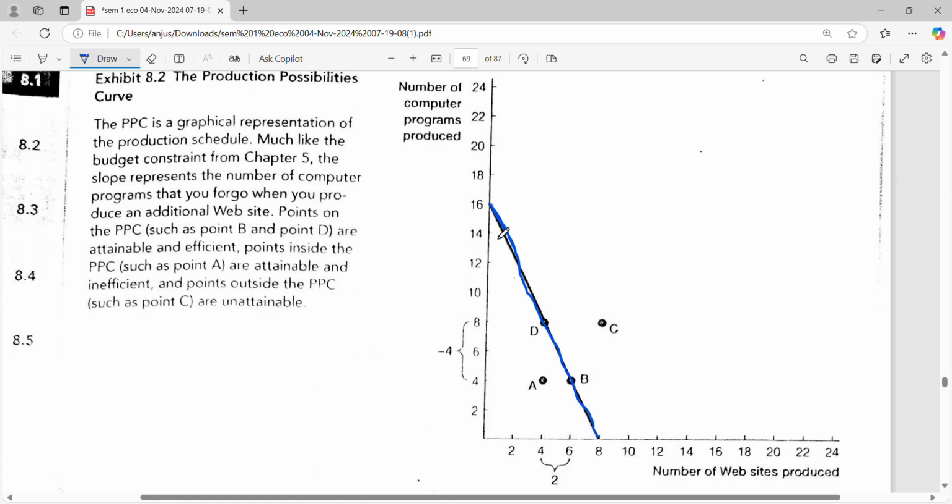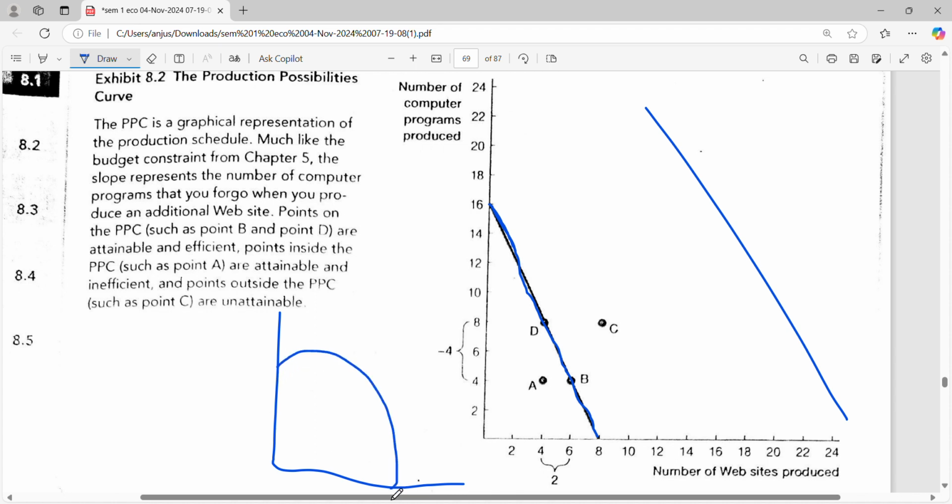showing this to you. So here you can see the production possibility curve is a straight line, because the opportunity cost is constant. Okay. Again, if the opportunity cost is not constant, if it is increasing or decreasing, something like that, then it will be a curve. Okay. If the opportunity cost is increasing, the production possibility curve will be like this. If it is decreasing, PPC will be like this.